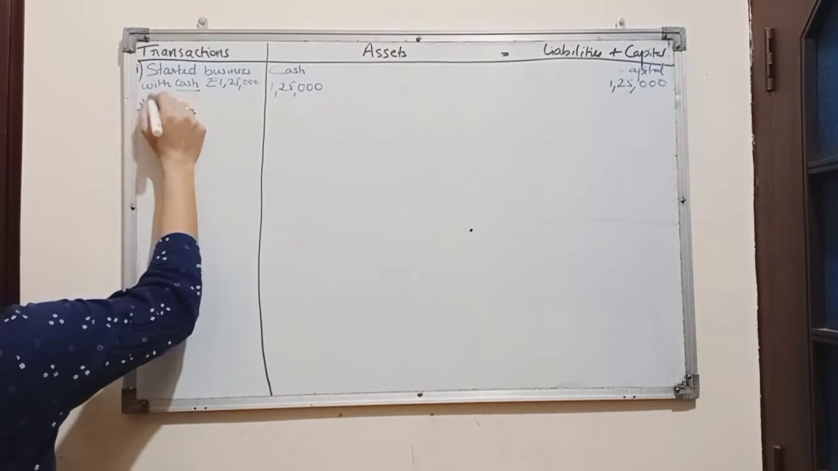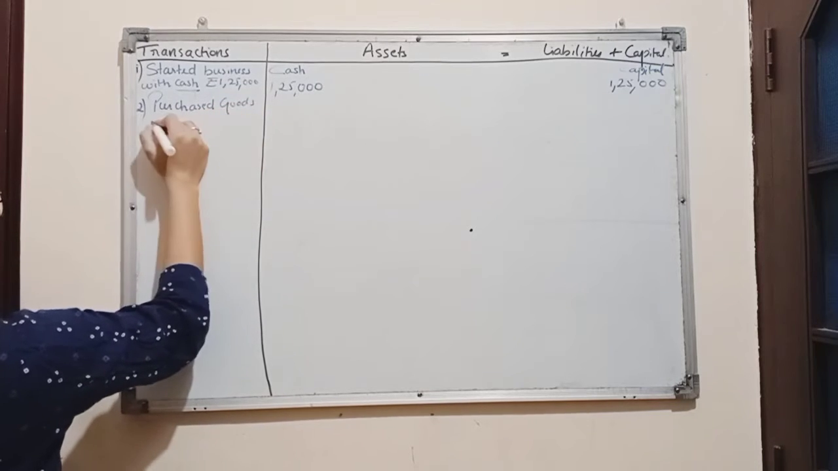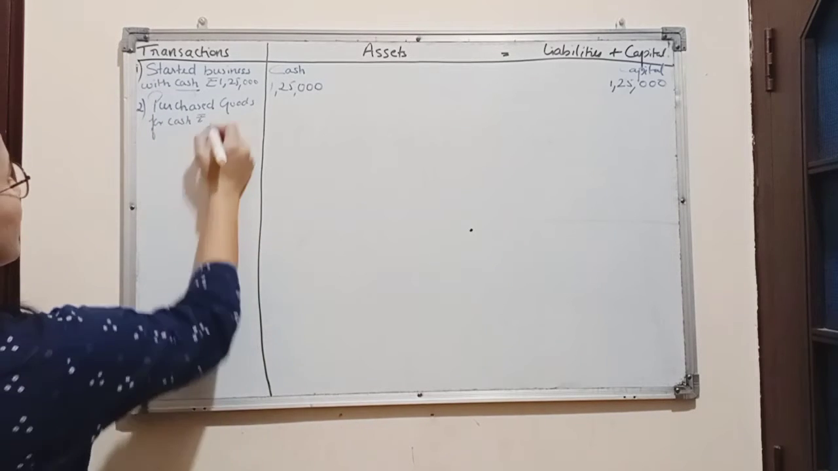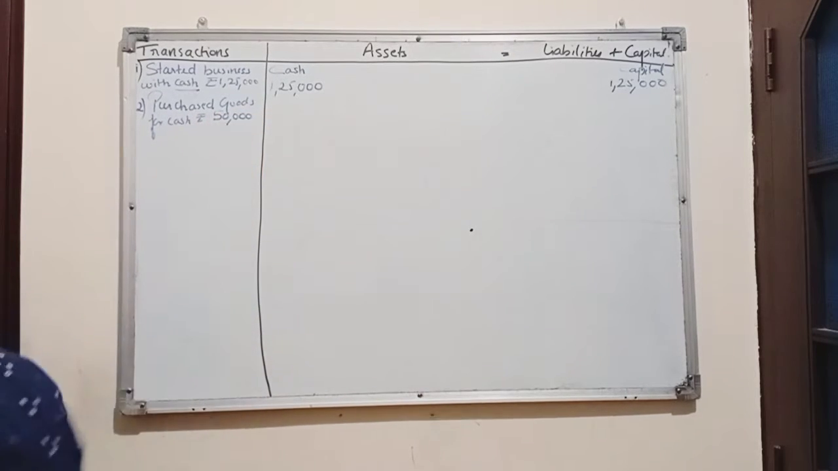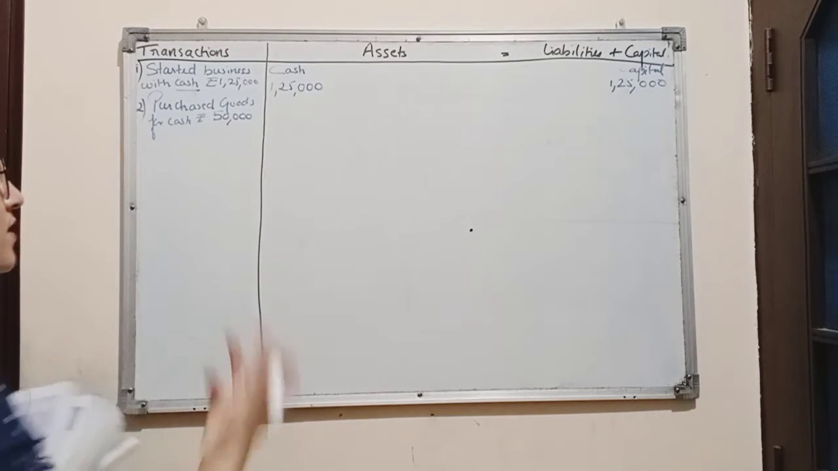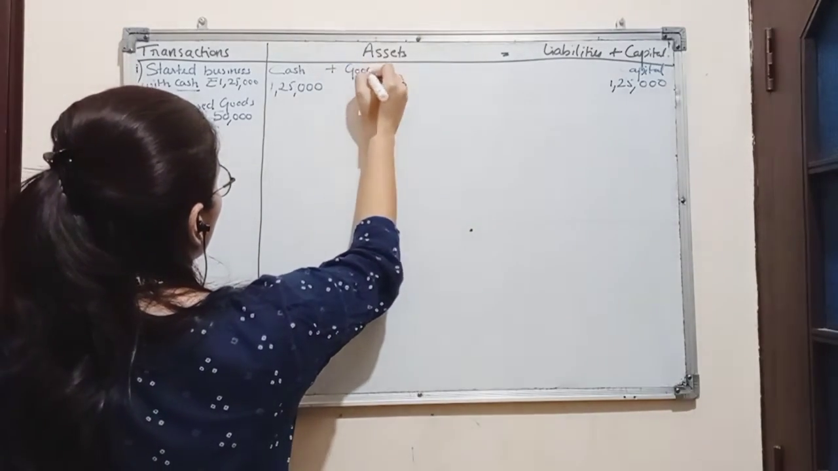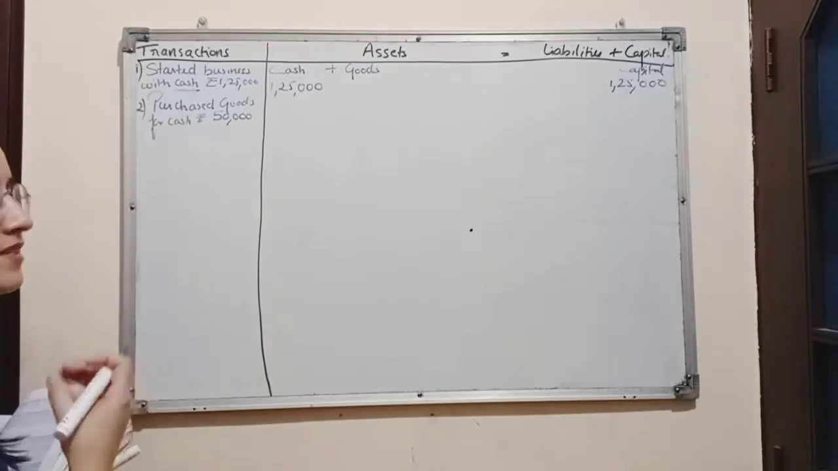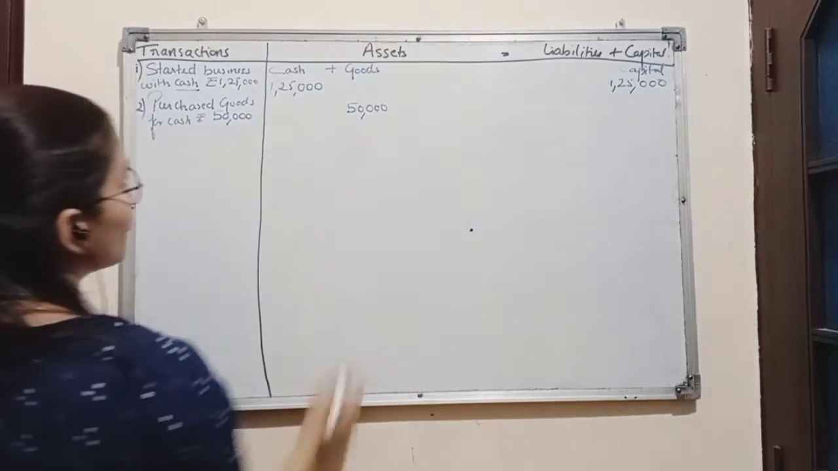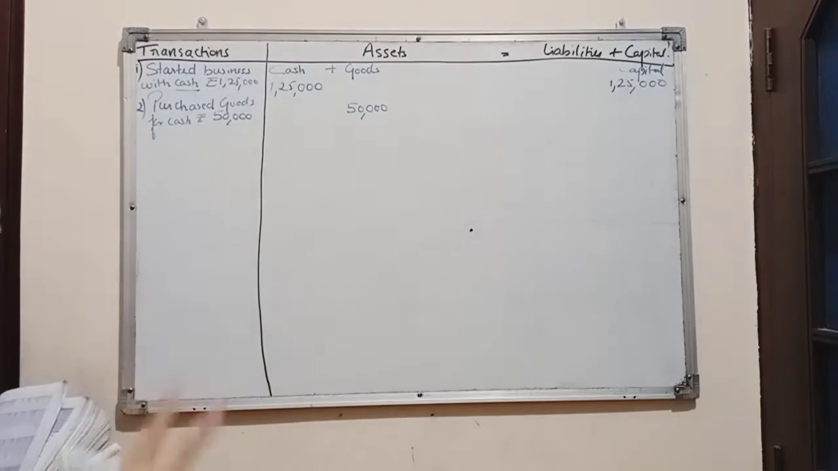Now second transaction is purchased goods for cash amounting to rupees 50,000. So here in this transaction, goods have been purchased. Now goods, which is an asset, so we will open a column called goods. So there is increase in the amount of goods, increase of rupees 50,000.